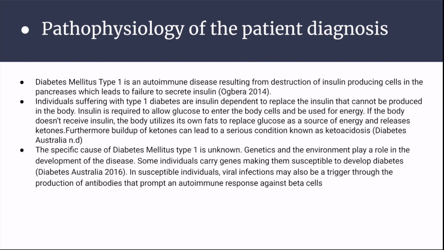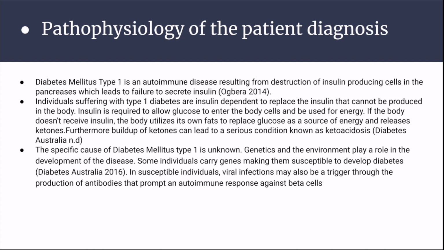Insulin is required to allow glucose to enter the body cells and be used as a source of energy. If the body doesn't receive insulin, the body utilizes its own fat to replace glucose as a source of energy and releases a chemical substance known as ketones. Furthermore, buildup of ketones can lead to a serious condition also known as ketoacidosis.